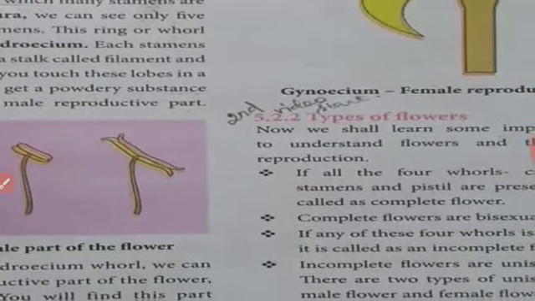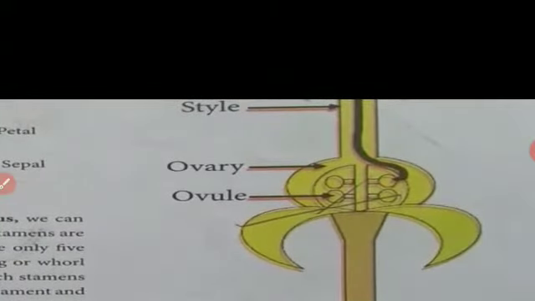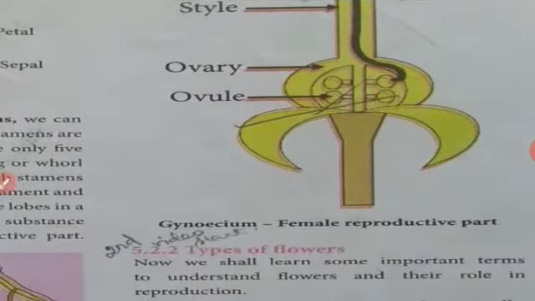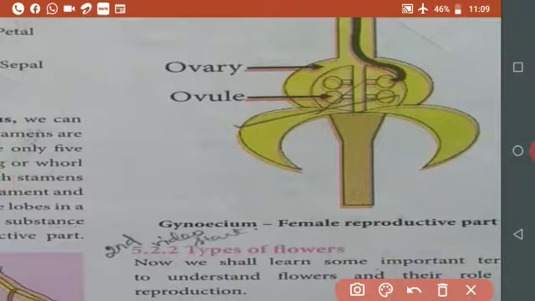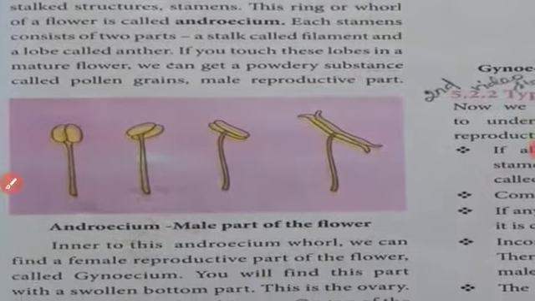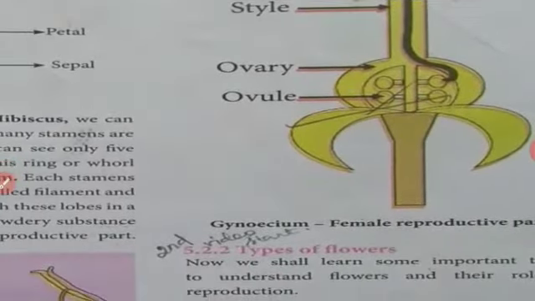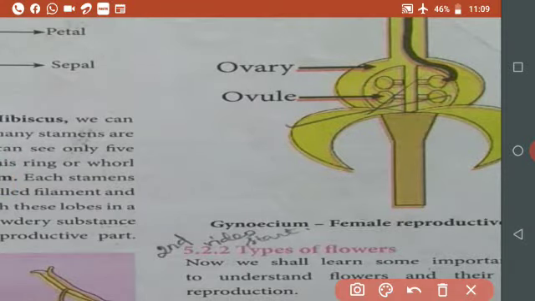Students, you are seeing the diagram. This is the female part of the flower. This comes inside the male part of the flower, which means inside the androecium. You are seeing the gynoecium. This is the only female reproductive part.